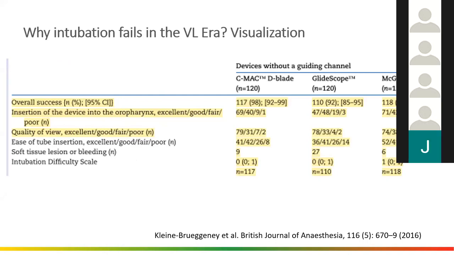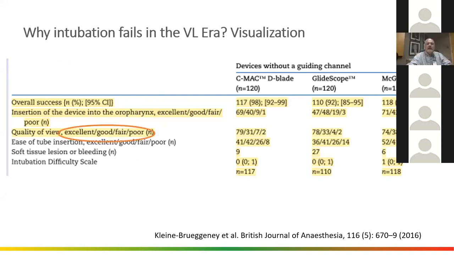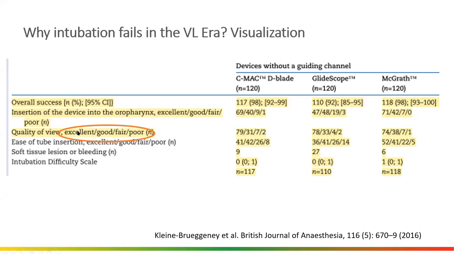Now I'm going to take you through the numbers really quick. This is a scale where they rate the view as excellent, good, fair, or poor. You can see that when they're using indirect video laryngoscopy, the view is almost always either excellent or good. And that's that superior visualization.